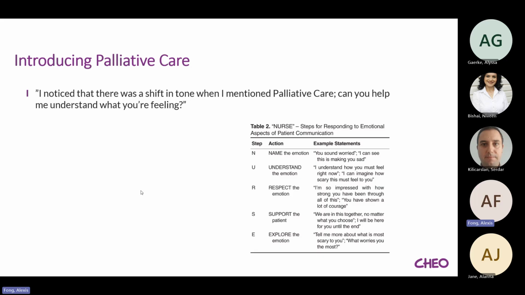Oftentimes, when you introduce palliative care to a family, you're going to get a reaction. People might be shocked, might be upset, might look scared, might become quiet or combative. I think it's important to acknowledge the emotion that you're seeing. This is the nurse protocol or guide framework for acknowledging and responding to emotional aspects of patient communication. So if you notice a shift in tone or emotion or reaction, don't ignore it. You say, I noticed that there was a shift in tone when I mentioned palliative care. Can you help me understand what you're feeling?